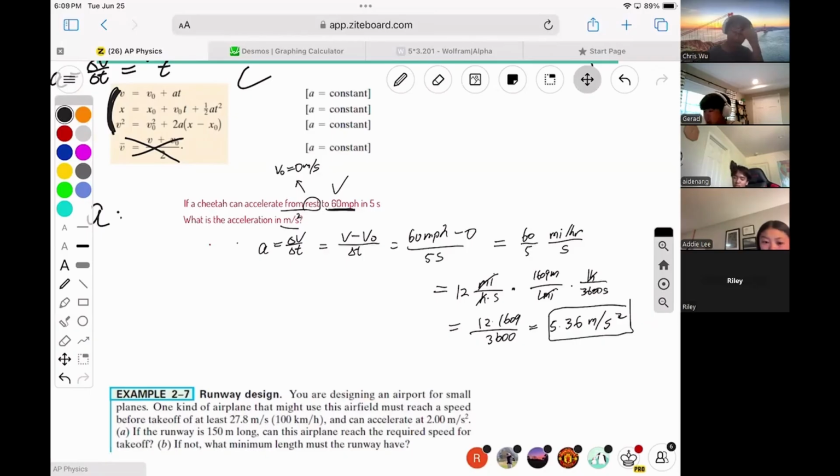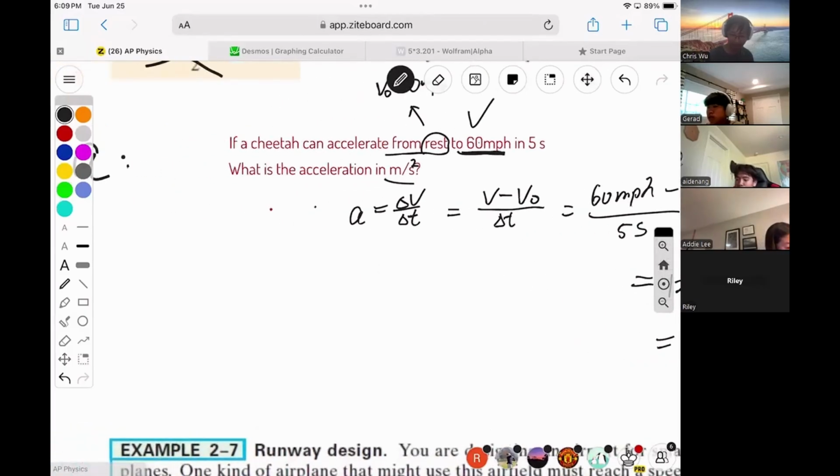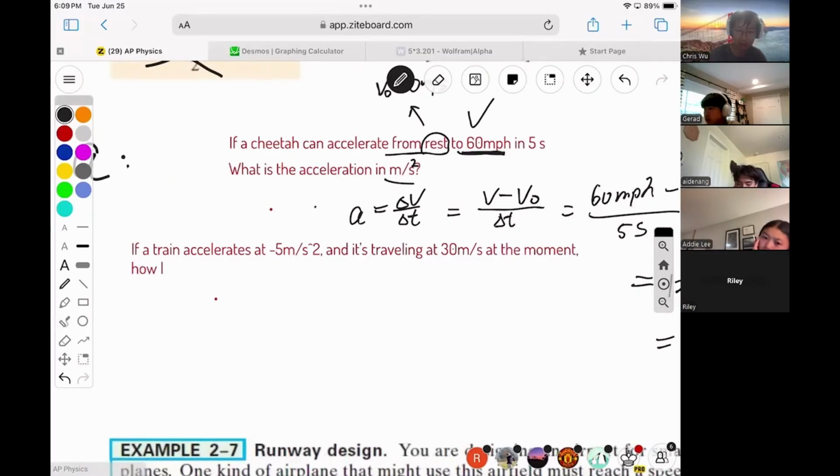Okay, yeah. Another question. Let's try here. If a train accelerates at minus 5 meters per second squared, and it's traveling at 30 meters per second at the moment, how long will it take for the train to stop?